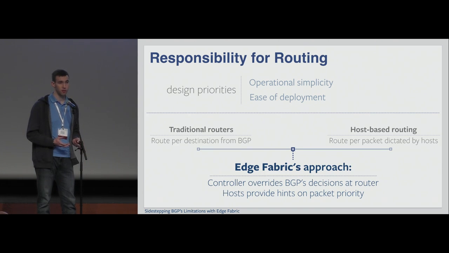So Edge Fabric's approach is balanced between these two extremes. We have a controller that overrides BGP's decisions at the router, and our hosts provide hints on packet priority, but don't precisely specify how the packet should be egressed from our network.